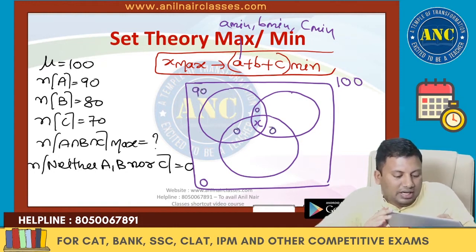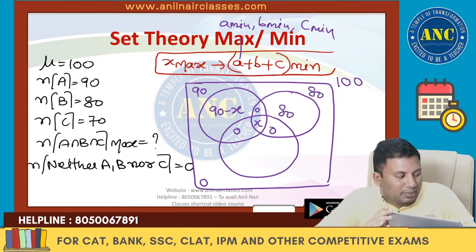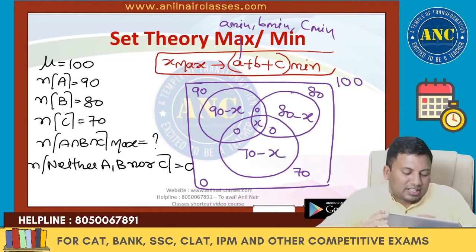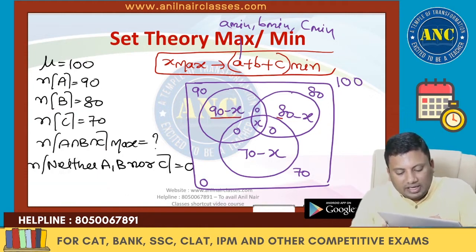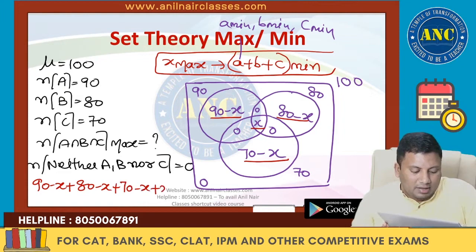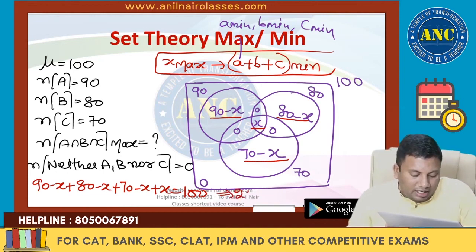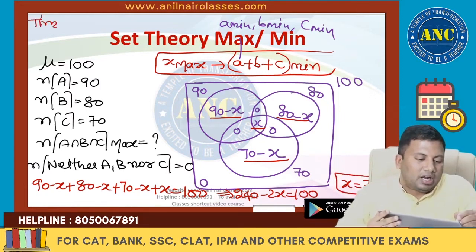If this is 90, this will be 90 minus X. This is 80, this will be 80 minus X. If this is 70, it is 70 minus X. So the answer will be 90 minus X, 80 minus X, 70 minus X. 90 minus X plus 80 minus X plus 70 minus X plus X equals 100. 170, 240. 240 minus 2x is nothing but 100. X is nothing but 70.